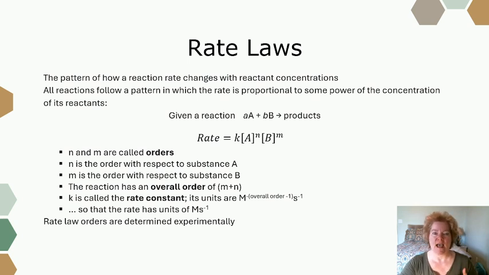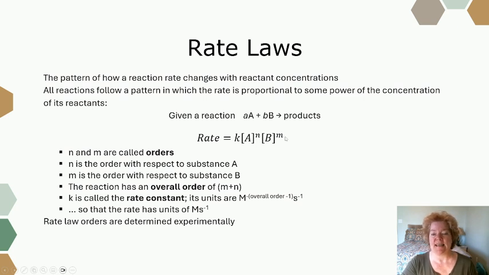So given a reaction of A plus B makes product. So it has two reactants. It could be three. We extend this idea. Sometimes it's just one reactant. The rate is going to be equal to some rate constant K times, for every reactant, its concentration raised to some power. So in this case, if we just have two reactants, A and B, it would be K concentration of A raised to the N power. That would be for A, and concentration of B raised to the M power. That would be for reactant B.